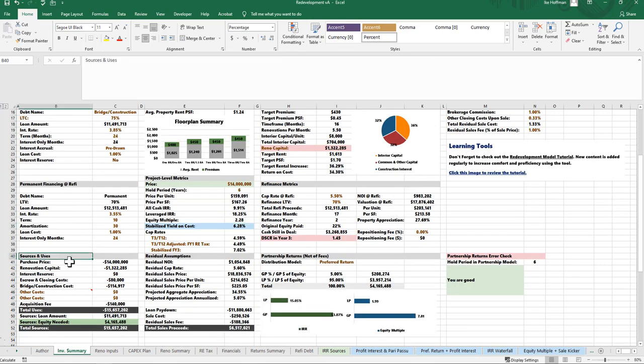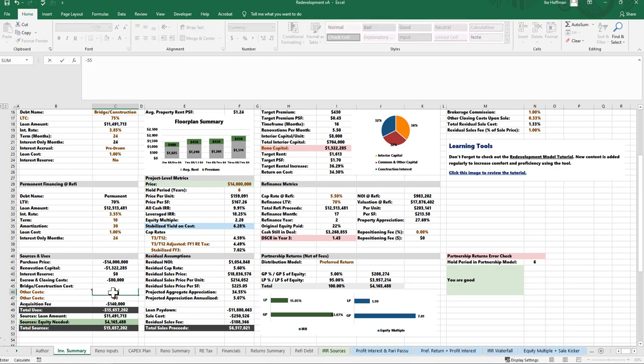Your sources and uses are summarized in the bottom left-hand corner. If you did have any other costs that you wanted to factor in to the initial capital outlay, you just need to make sure to enter that in as a negative. I have a note there. So maybe you just have a $55,000 reserve. You can plug that in there, and that would then flow into the overall pro forma cash flow.